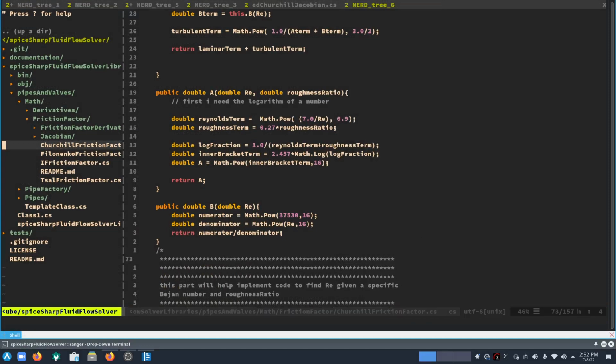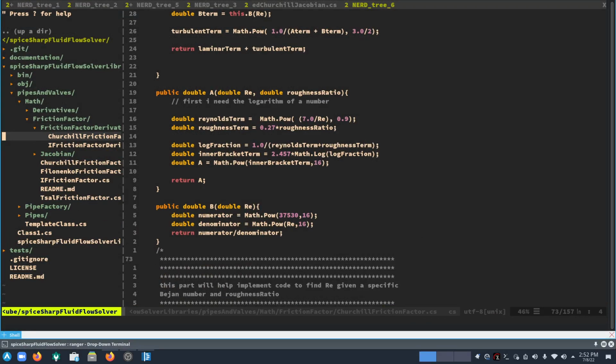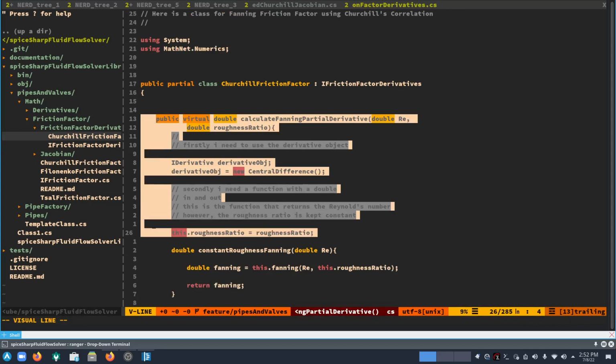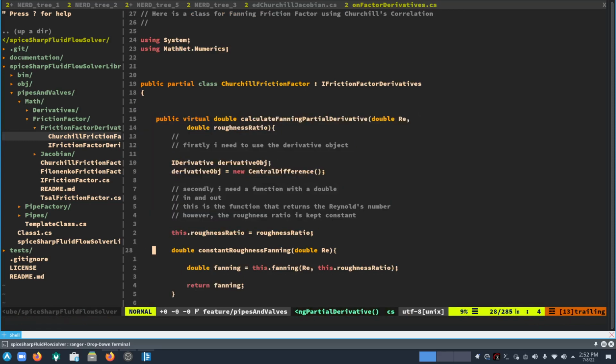I'll just skip this part. The code to calculate the derivative is here. Calculate Fanning partial derivative, which considers that the roughness ratio is constant. Then let us calculate the Fanning friction factor. So this is the code that I use here. I use a virtual indicator, not to complicate things unnecessarily, but in case I want to find other ways of calculating this friction factor, I can do so.